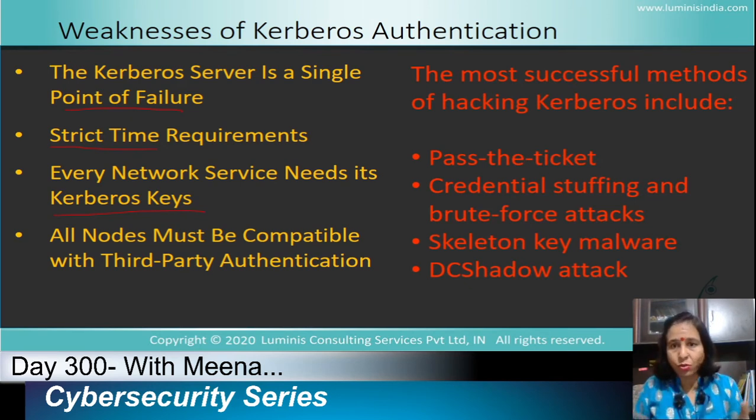So what are those methods? Pass the ticket, credential stuffing or brute force attack, skeleton key malware, and the DC shadow attack. They can establish their own DC for the network, and then they can bypass the security system of Kerberos. So hackers have found multiple methods to perform attacks on the Kerberos authentication method as well.